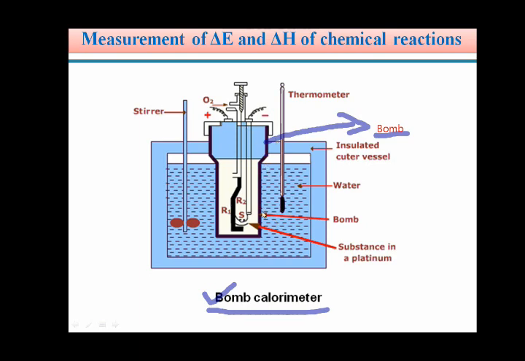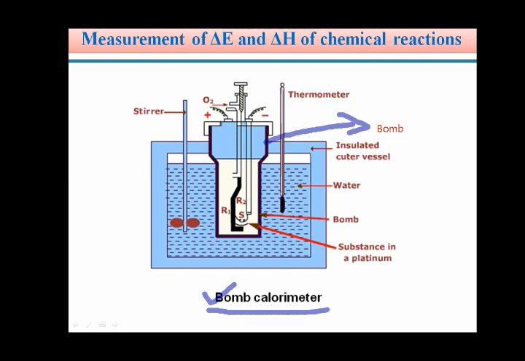In this stainless steel vessel we keep a platinum vessel. Here it is made of platinum. In this platinum vessel we take the substance for which we want to calculate the change in internal energy, delta E, and the change in enthalpy, delta H. In this diagram we show it like this. So in this platinum vessel we take the sample under experiment.